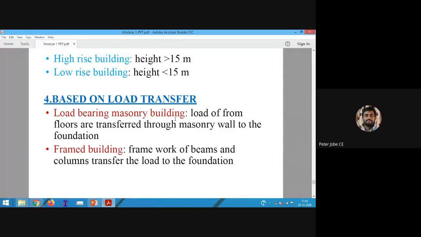Yes, sir. So Diya, could you please explain the 4th classification based on load transfer? What is meant by a load-bearing masonry building and a frame building? Could you please explain it to everyone? You can explain in your own words.